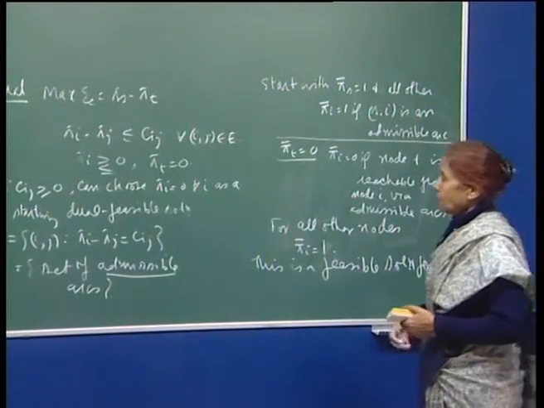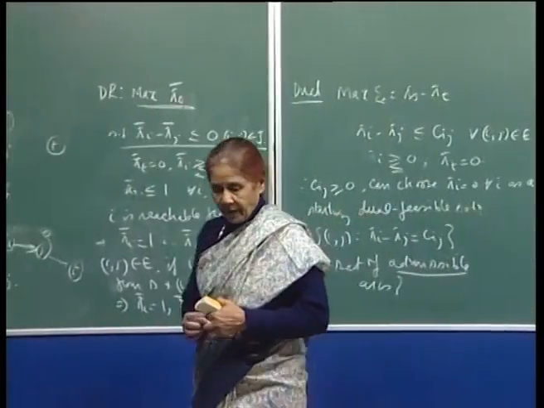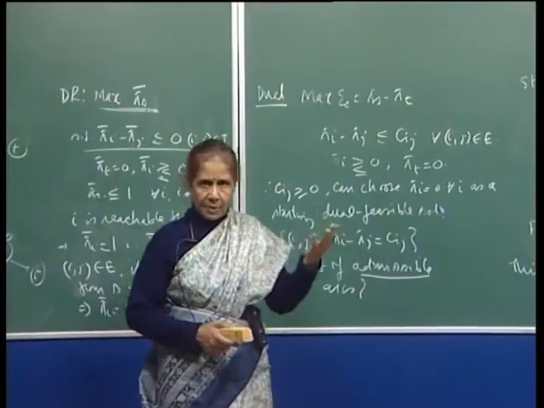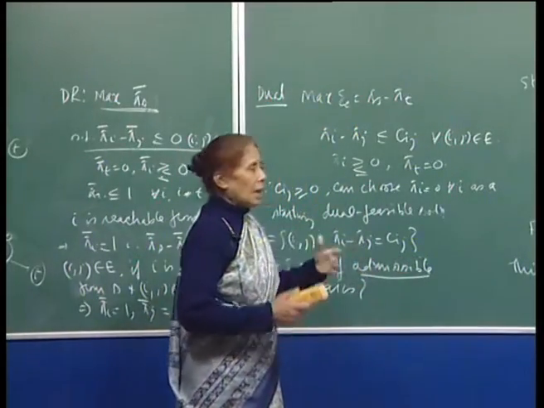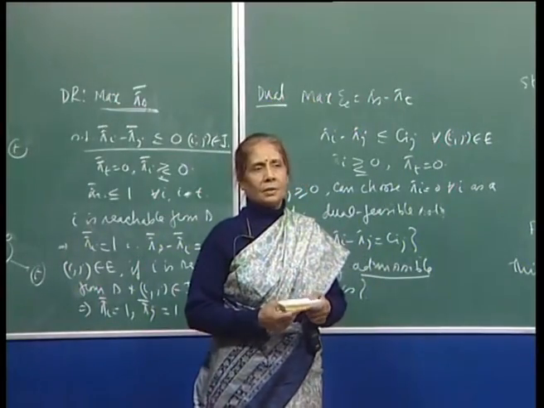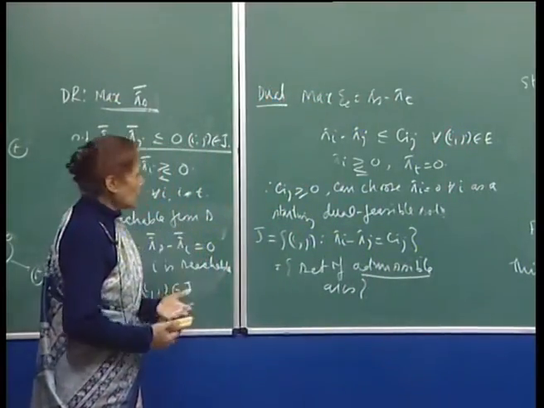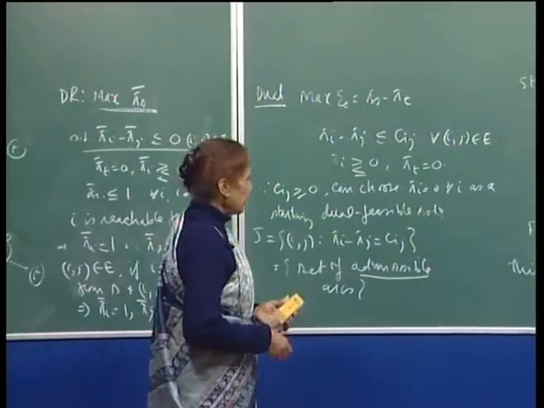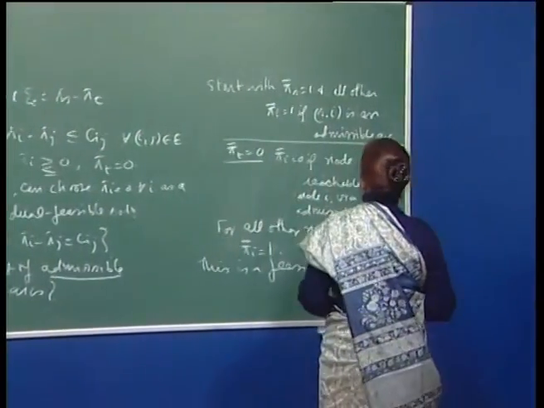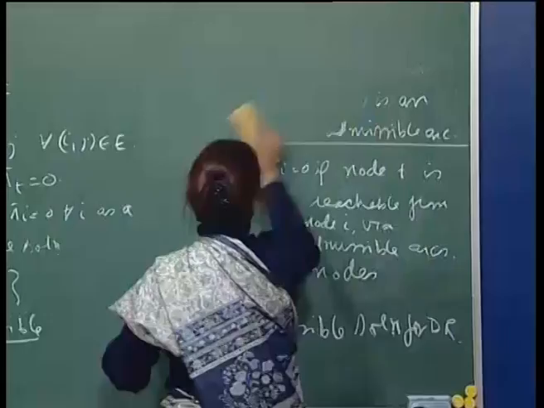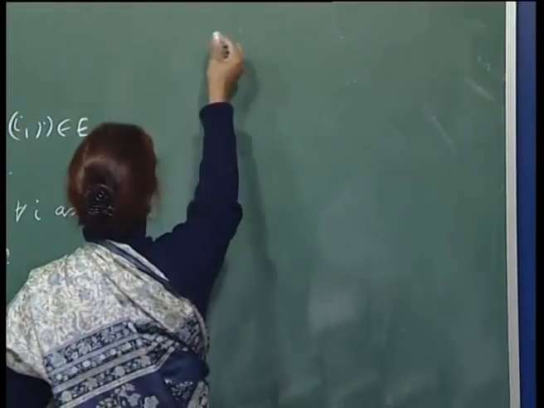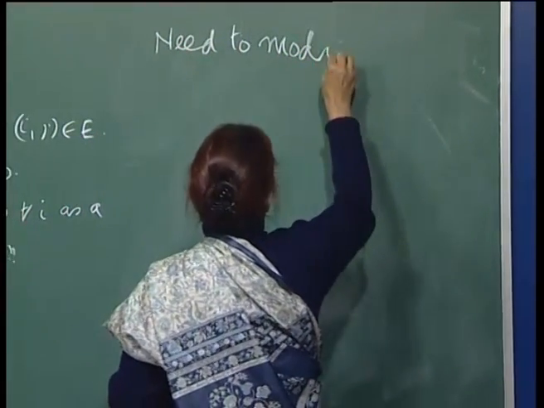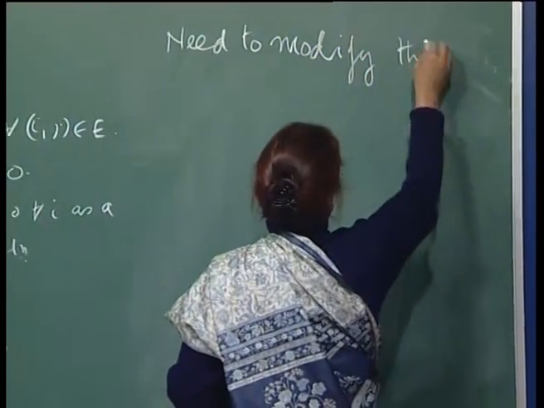Okay. So, now I need to modify the dual solution, because the current dual solution is not yielding a primal feasible solution. That means the admissible arcs are not enough to give me a path from S to T, right. So, we will try to get some more arcs which can become admissible. That means I have to modify the dual solution.